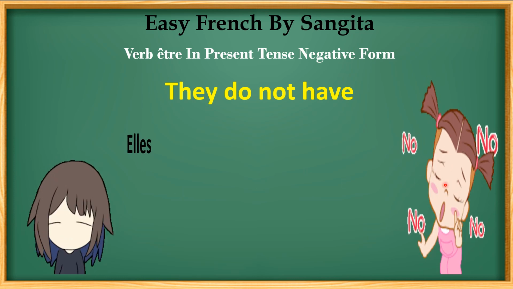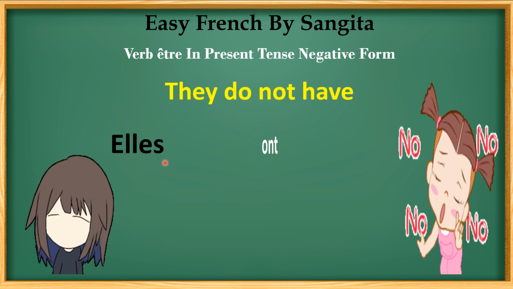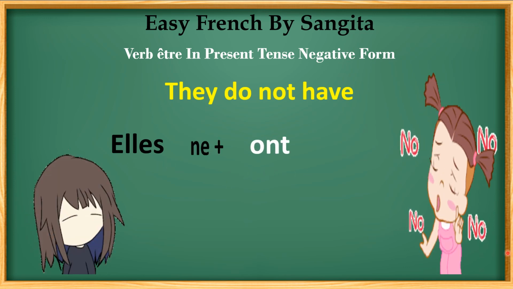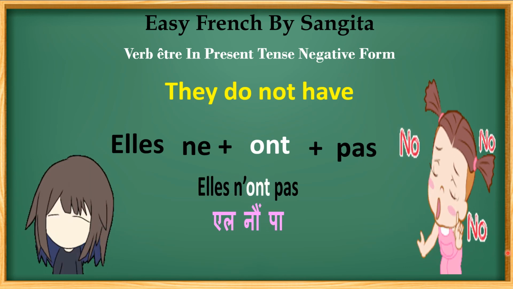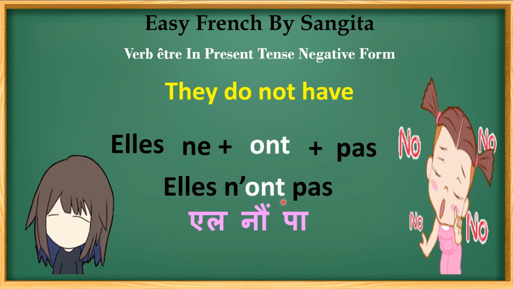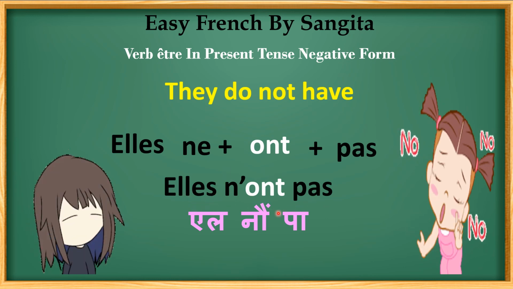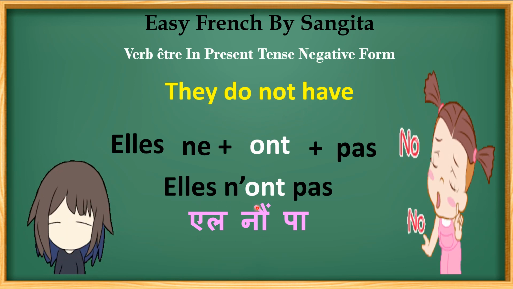Now if you want to say they do not have only for feminine, then we use the elle form. Elle in the plural form will take an s. So elles ont means they have, feminine only. Then ne and pas on either side of the verb, and it becomes elles n'ont pas. This s will be silent. So elles n'ont pas means they do not have.